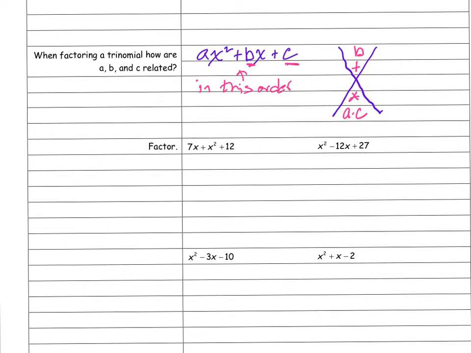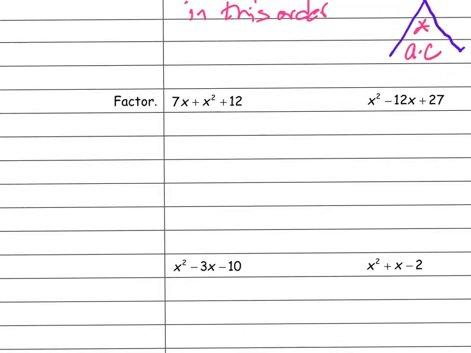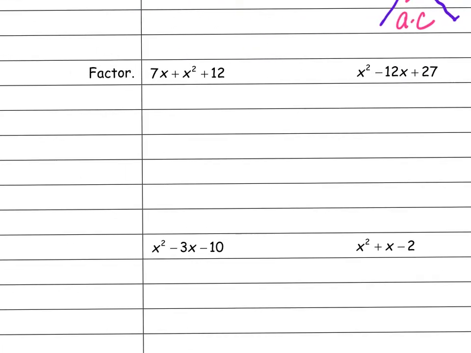So here we go. The first one, I'm going to zoom this in so it's a little easier to see. Notice it's not in order, so I need to just rewrite it. So the x squared is first. So this should be x squared plus 7x plus 12. Now that it's in the right order, I want two numbers that multiply to be 12 and add to be 7.